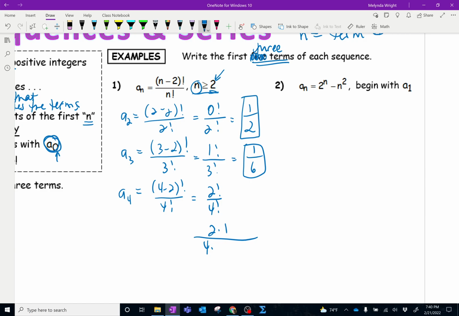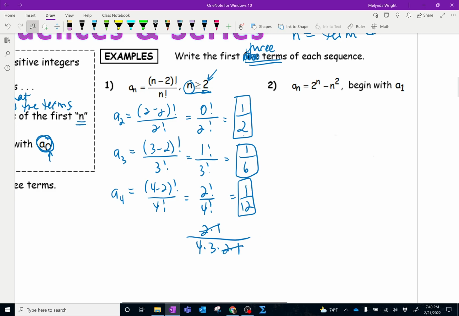As they get larger and larger, it becomes easier if you do this expansion to simplify. So that would cancel with that, and I'd be left with 1 over 12. Okay, those are our first three terms.